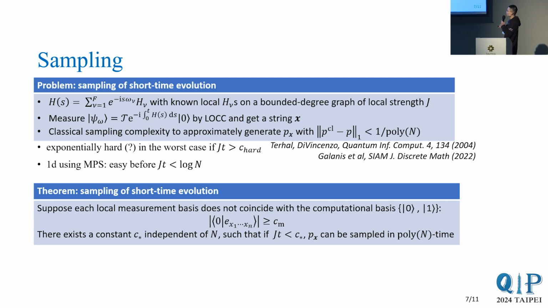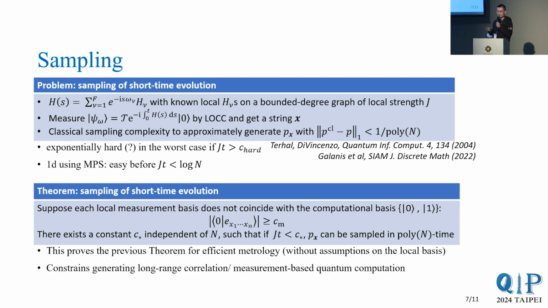which says that the local measurement basis does not coincide with the computational basis, more precisely, the local 0 state, its overlap with the measurement basis is always larger than some order 1 positive constant. For example, this is satisfied by the X basis measurement. Then you can prove that before some order 1 time, there's an efficient classical sampler.